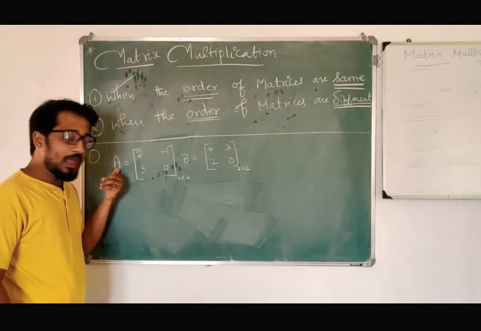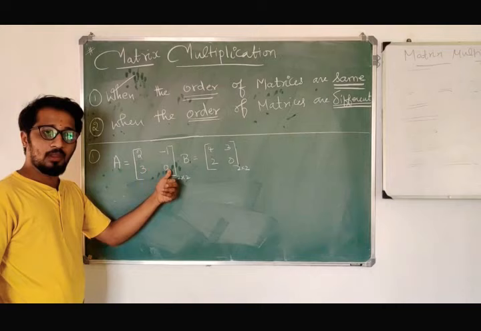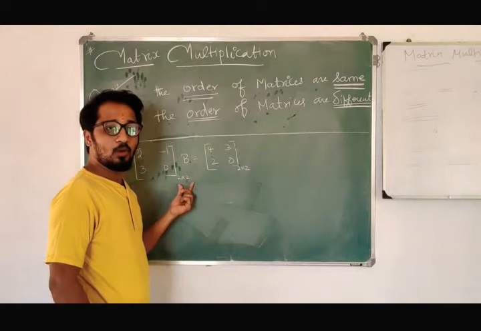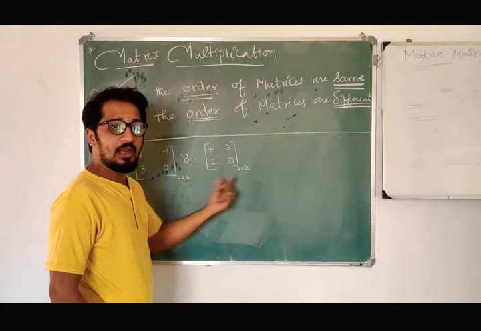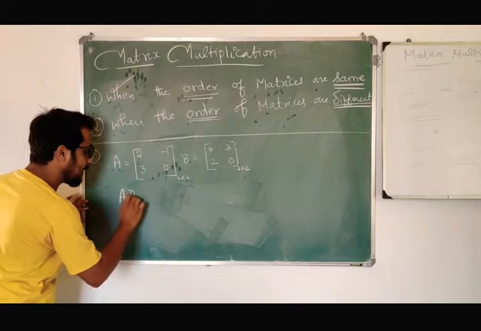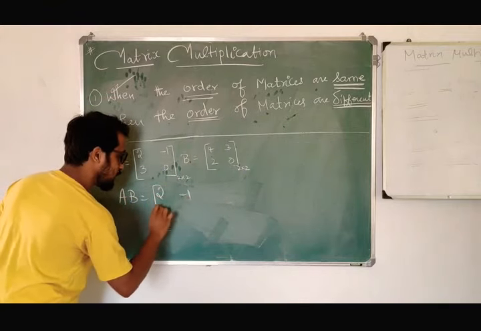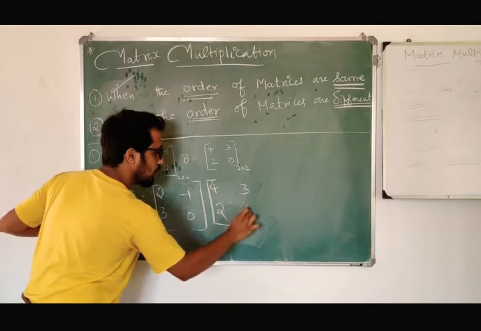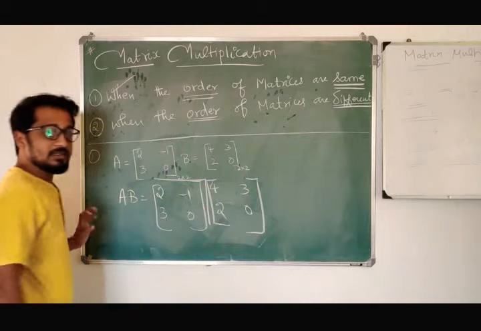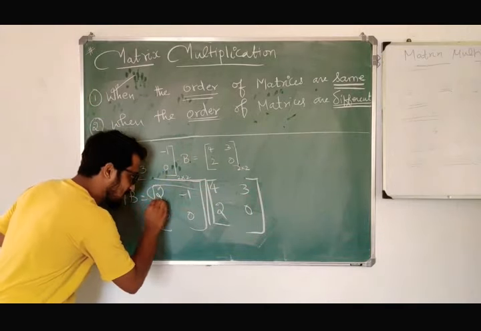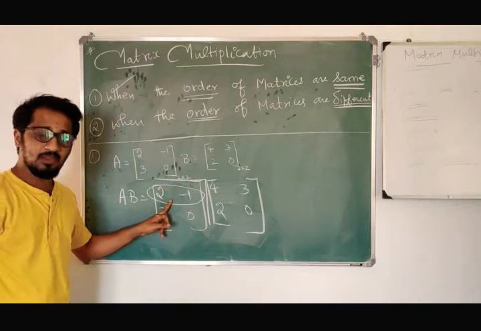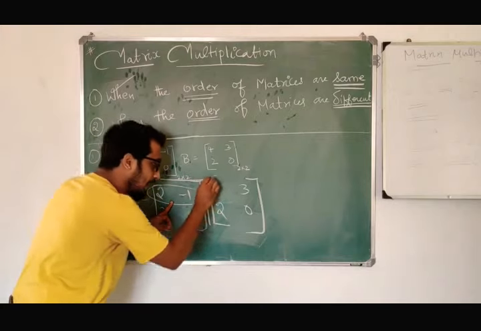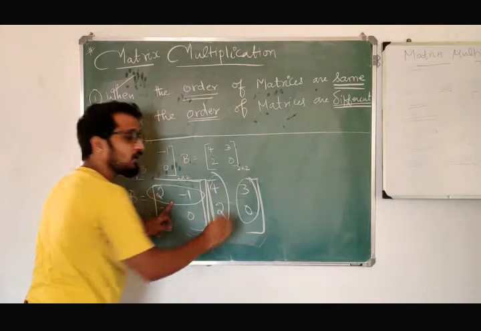For the time being, capital A is equal to [2, -1; 3, 0] and B is equal to [4, 3; 2, 0]. The two matrices are of the same order, 2 by 2. Let us see how to multiply these two matrices. AB is equal to [2, -1; 3, 0] times B matrix [4, 3; 2, 0]. That means the entire first row of the first matrix you have to multiply with the first column as well as the second column.